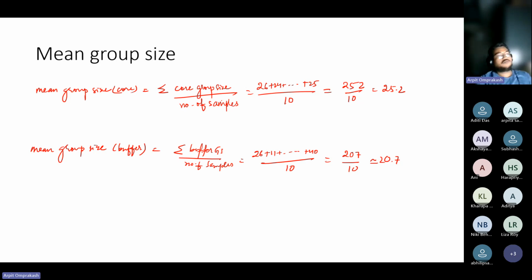So the mean group size, what does this tell us? The mean group size in the core is 25.2. The mean group size in the buffer zone is 20.7. On an average, if you encounter a group in the buffer zone, it will have around 20 individuals. But if you encounter a group in the core, it will have 25 individuals. So this probably indicates that there might be more individuals grouping in the core compared to the buffer zone.